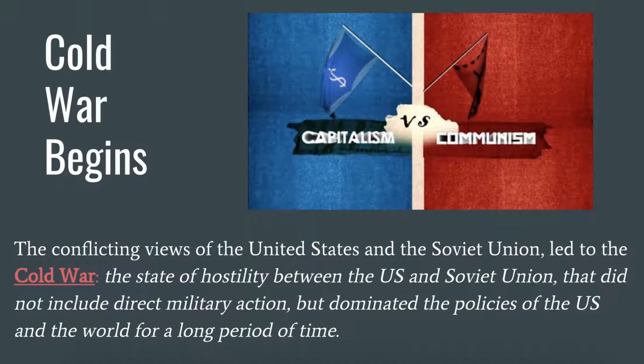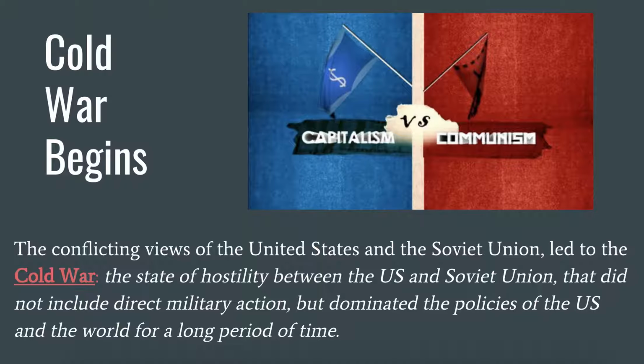So as that video explained, this policy of containment and the Iron Curtain speech, along with just the conflicting views in general of the United States and the Soviet Union, led to the Cold War. So this is kind of a confusing concept, but the Cold War is the state of hostility between the US and the Soviet Union that did not include direct military action, but dominated the policies of the US and the world for a long period of time.